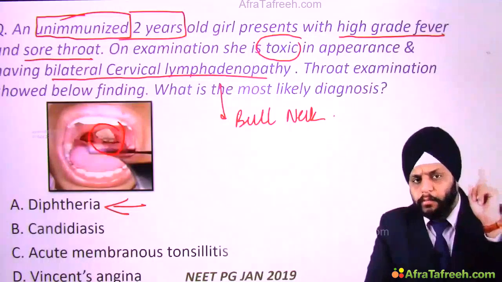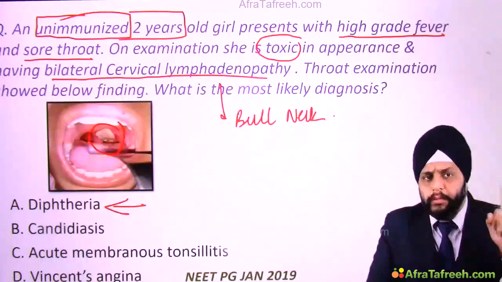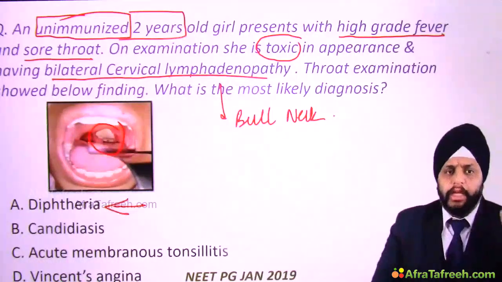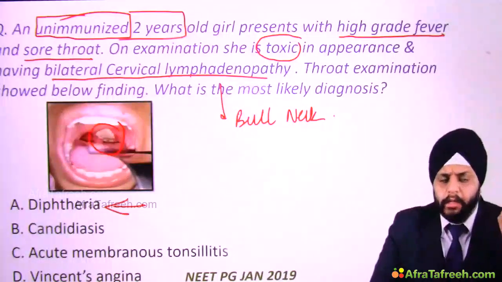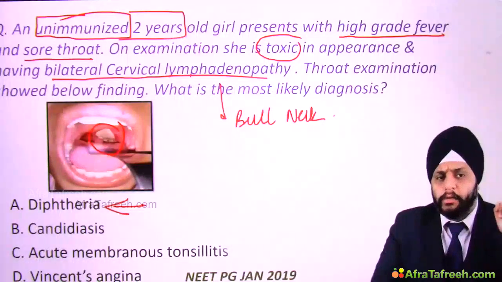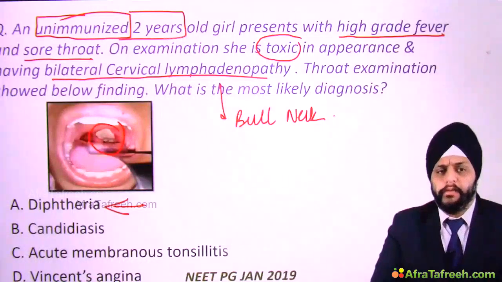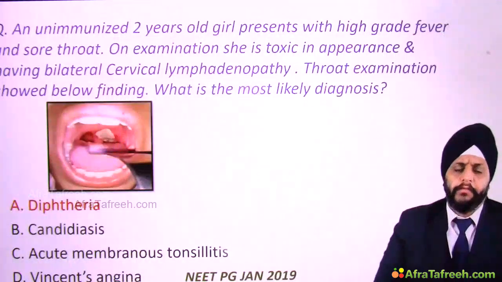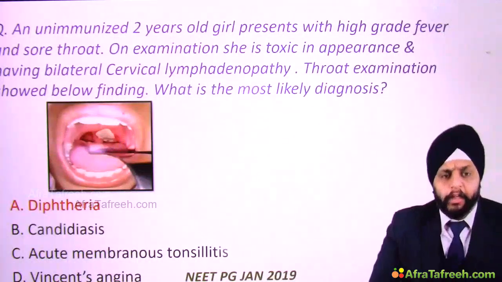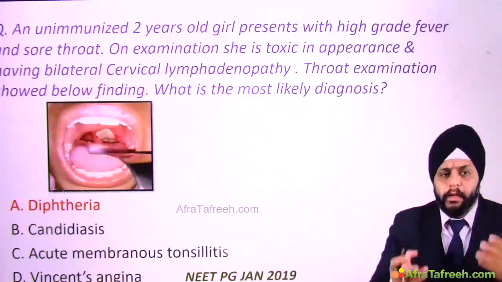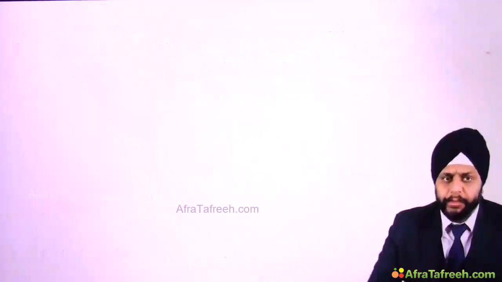Clear cut. Lot of hints have been given to you. Number one, the most important hint is unimmunized. Okay, if this would have been changed to immunized, we can never make the diagnosis of diphtheria because immunization practically rules out diphtheria for us. Right? Okay, so the answer to this question was a clear cut diphtheria. Even if the photograph was not given, the history was typically pointing towards diphtheria.